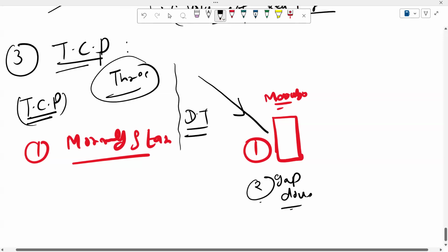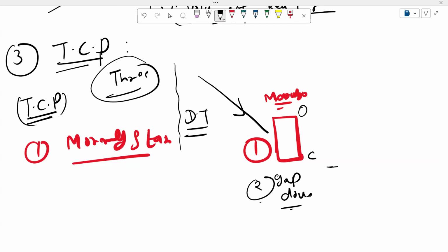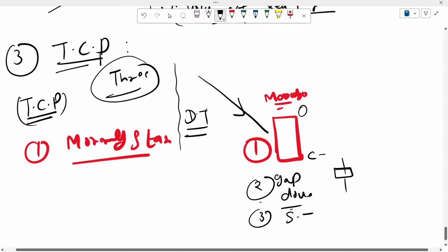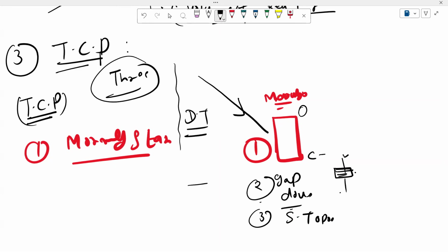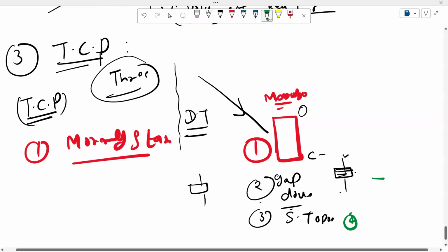The second condition is the gap down: the market opens here, closes here, and the next day you see a gap down. Let's say the market closes here and you see a gap down and a spinning top. Third condition, your candle should be a spinning top. Spinning top means the body will be small and the wicks should be small, a very small candle formed in the market. Your fourth condition is it should be a green candle.